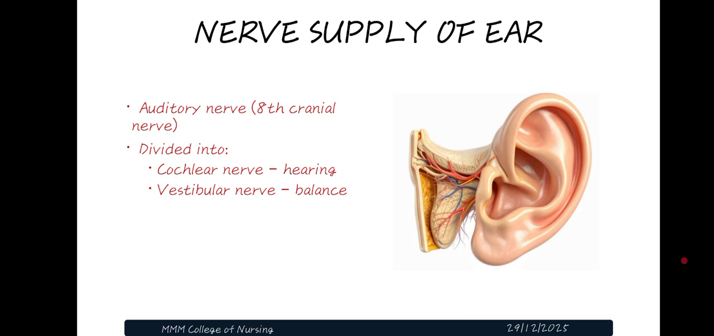Nerve supply of the ear. It is the auditory nerve, the eighth cranial nerve, which is divided into the cochlear nerve, for hearing, and the vestibular nerve, for balance.